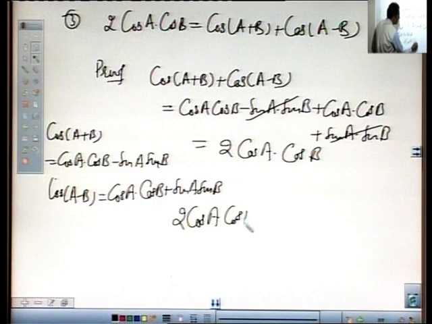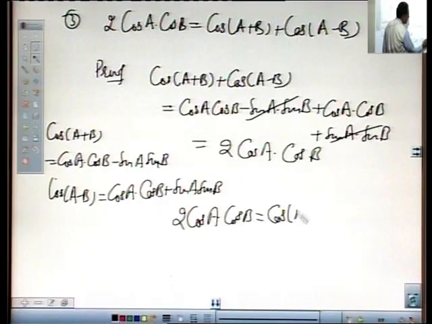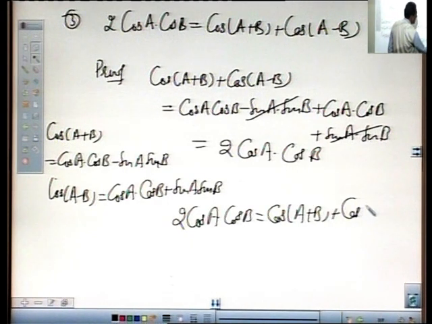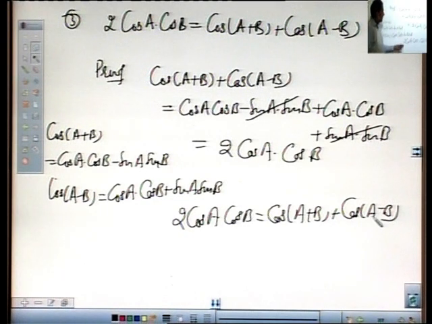Now this proves the product: 2 cos A cos B, this equal to cos A plus B plus cos A minus B. Here we transfer the product of 2 cos A cos B into the sum of cos A plus B and cos A minus B.